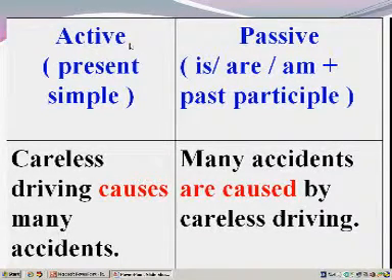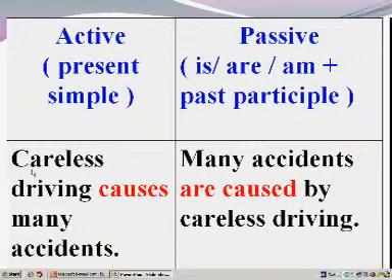So now we have the rule. Whenever we have an active sentence that has a present simple tense, the passive form should be reached using is, are, am plus past participle. Again, if we have an active form using the present simple tense, we usually turn it into the passive form using verbs like is, are, or am, which are all forms of verb to be, and we follow that by a past participle. The example here will make it even clearer for you.